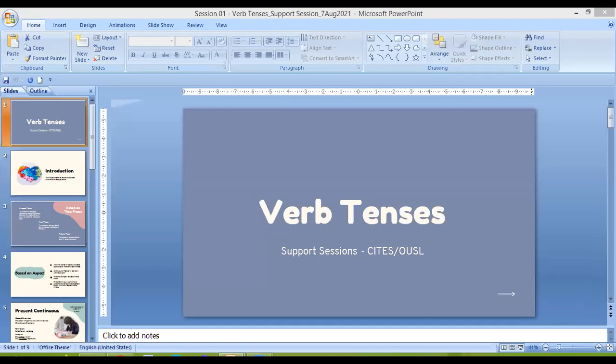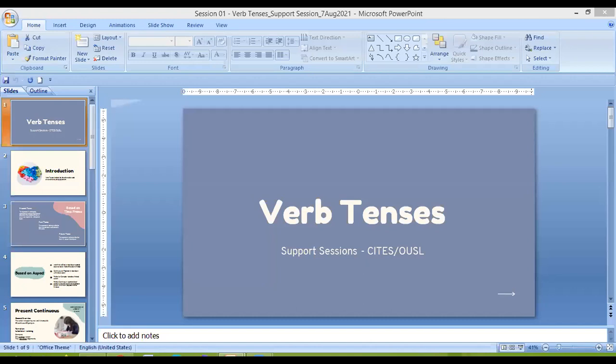Because most of the time, many of the students think in either Tamil or Sinhala, construct your sentence, and then translate into English, which is not correct because the structure of the sentence is completely different, right? So you have to first learn that. I will show it to you while I'm discussing this.